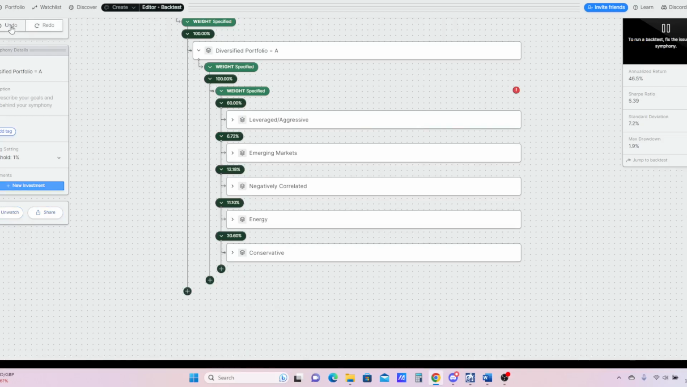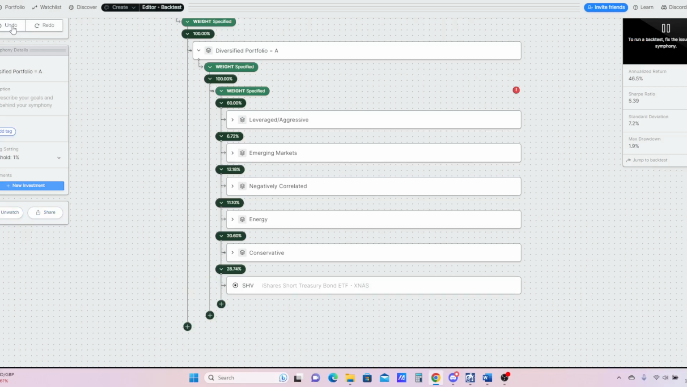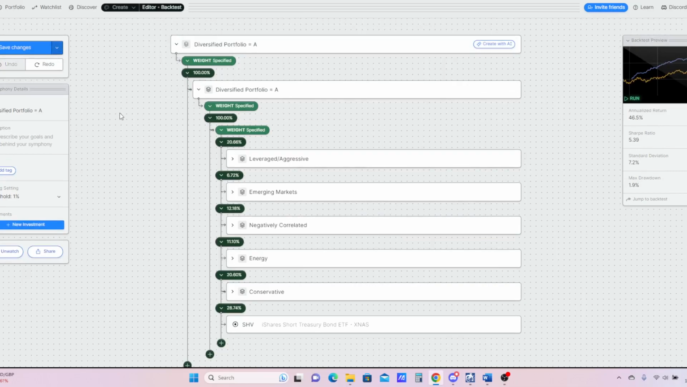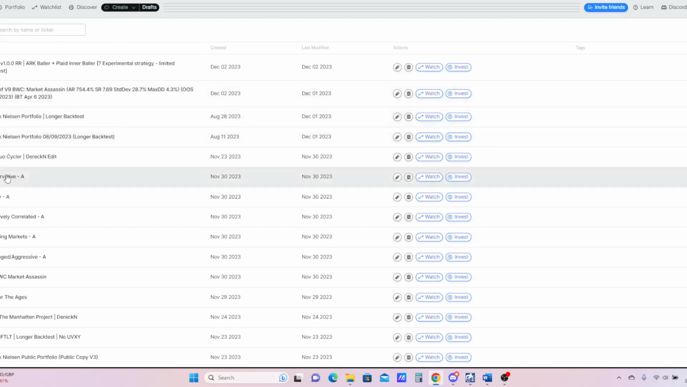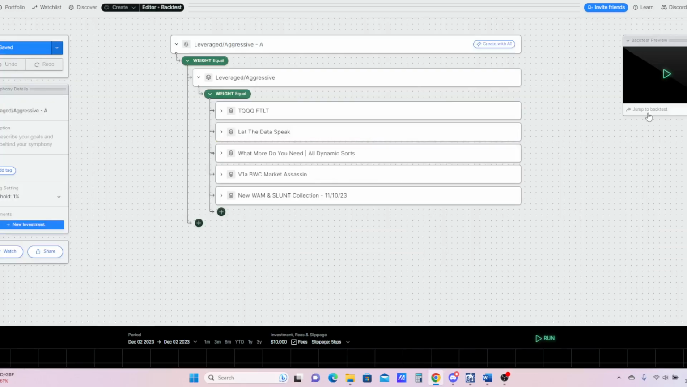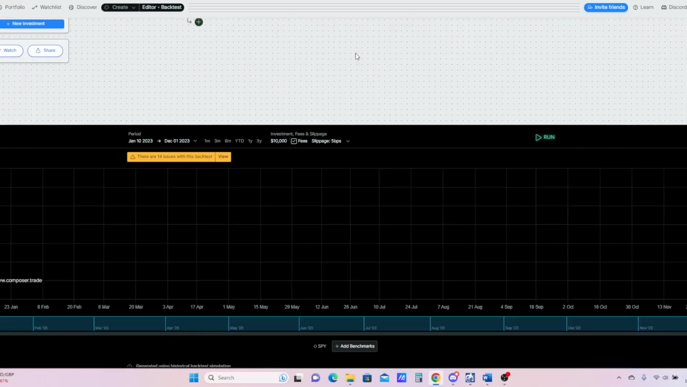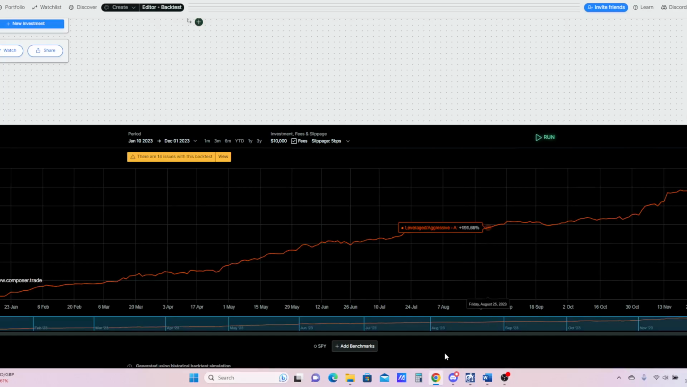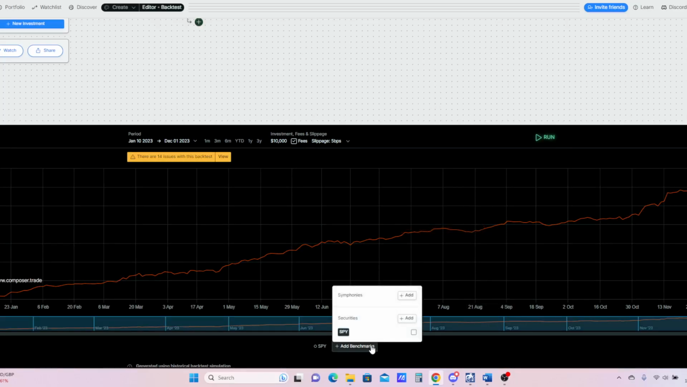I don't want to save this with those allocations. I'm going to make sure it's fixed. Okay, there we go. So actually, you know what? I'll do it this way. For an example, let's pull up the leveraged / aggressive and then run the backtest on it. So you have the leveraged and aggressive, and then I'm going to add the other ones as benchmarks.